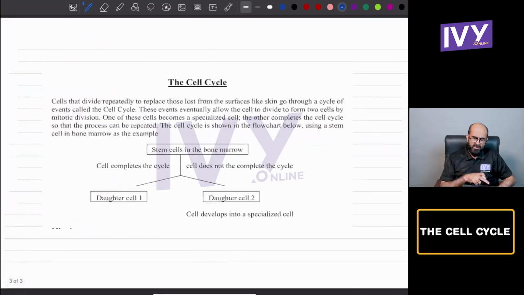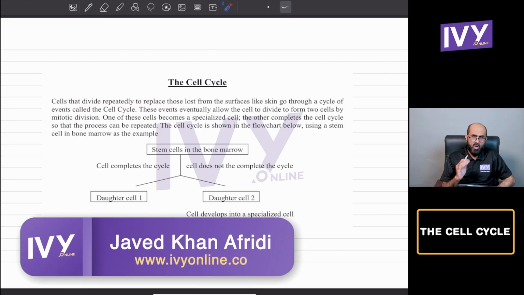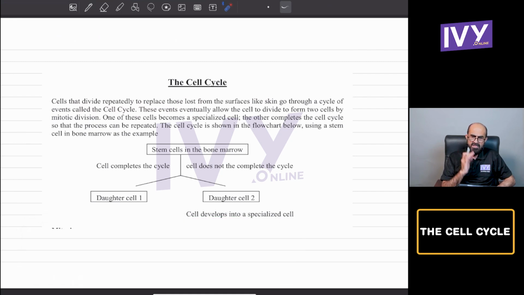Now, what is the cell cycle? We say that cells divide repeatedly to replace those lost. So who are the cells which are lost? These are the specialized cells, because specialized cells work for a certain period of time and they cannot divide again. They will directly die. Once the potential of the stem cell has been finished into a specialized cell, the specialized cell will die after performing its function. So they will be replaced by more stem cells.